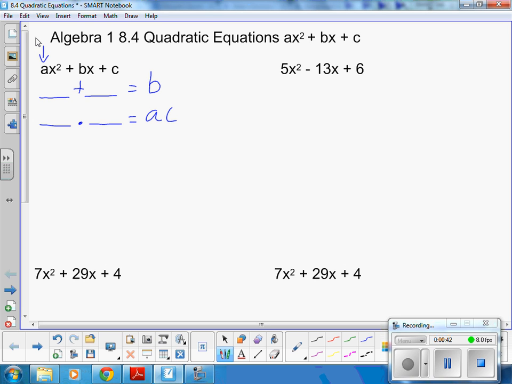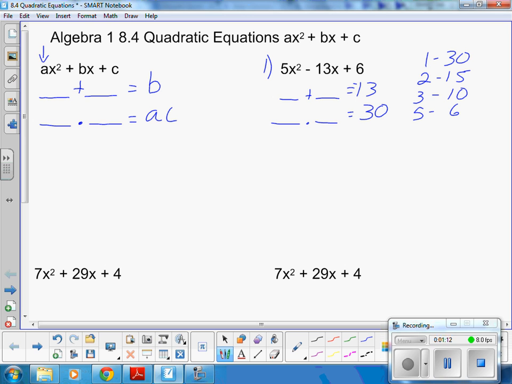So when we take a look at our first problem over here, it will be what two numbers are going to add up to get me negative 13, and what two numbers multiplied are going to give me 30, because we have to go 5 times 6. 1 and 30, 2 and 15, 3 and 10, 5 and 6.